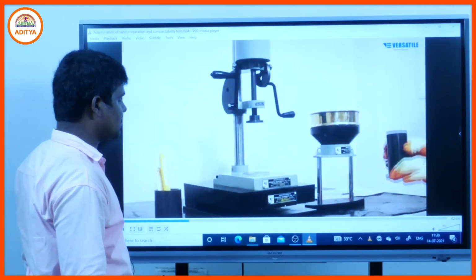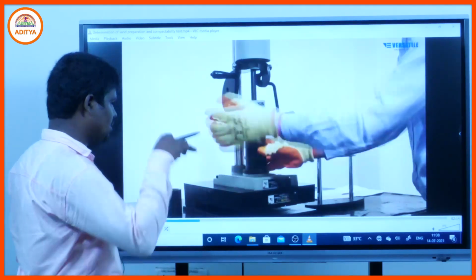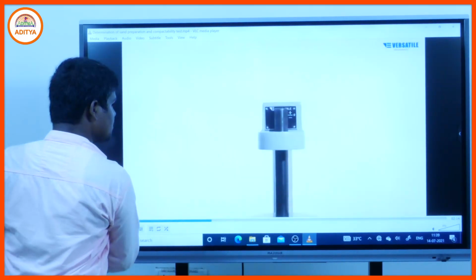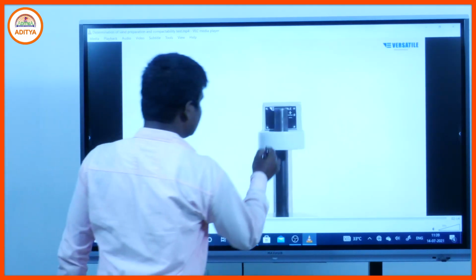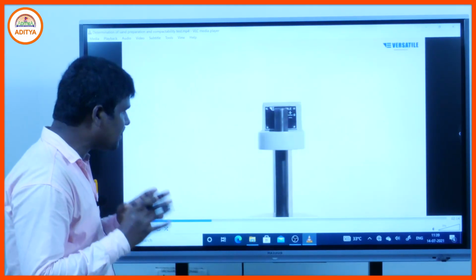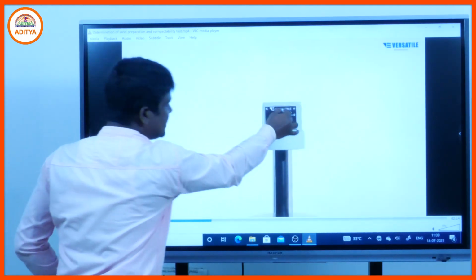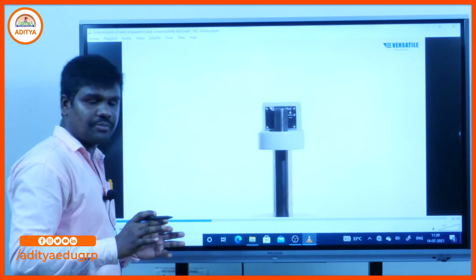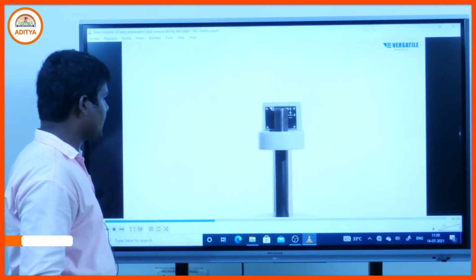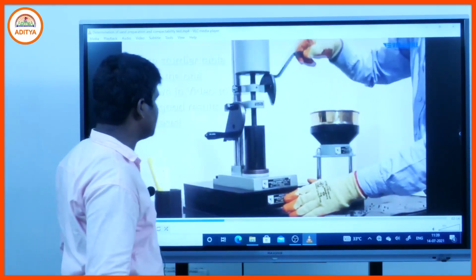We take the molding sand and then, using the rammer, we prepare the standard specimen. In the indication, if the bar goes upward, the moldability of the molding sand is good. If it is below that line, the molding properties of the sand are not good. Now we are preparing the standard specimen of the molding sand.